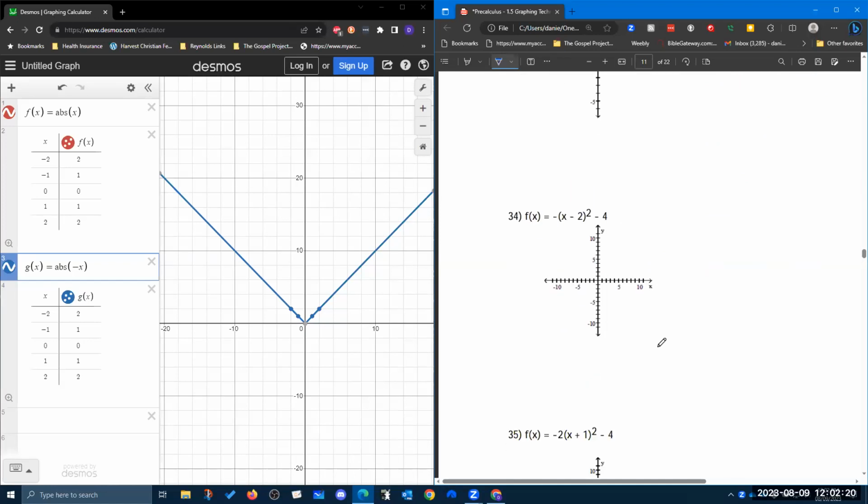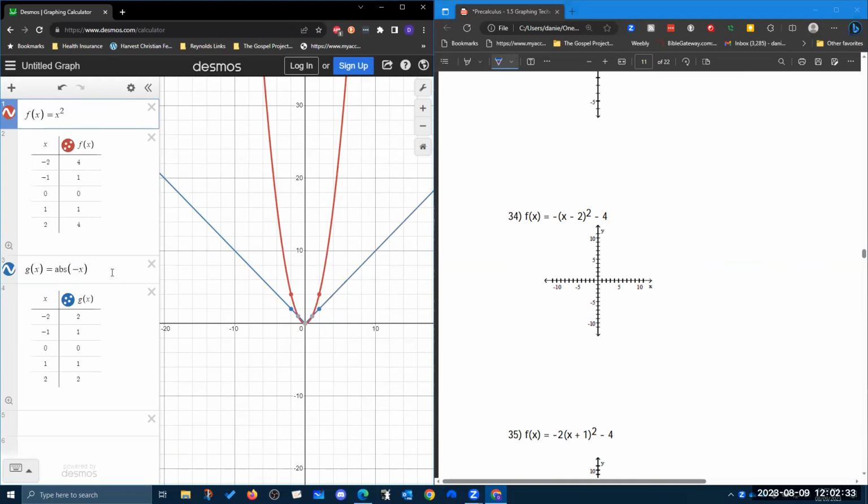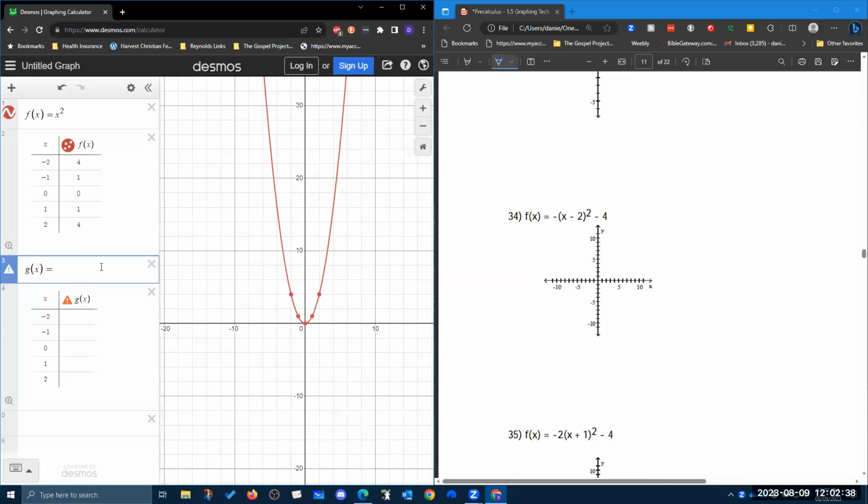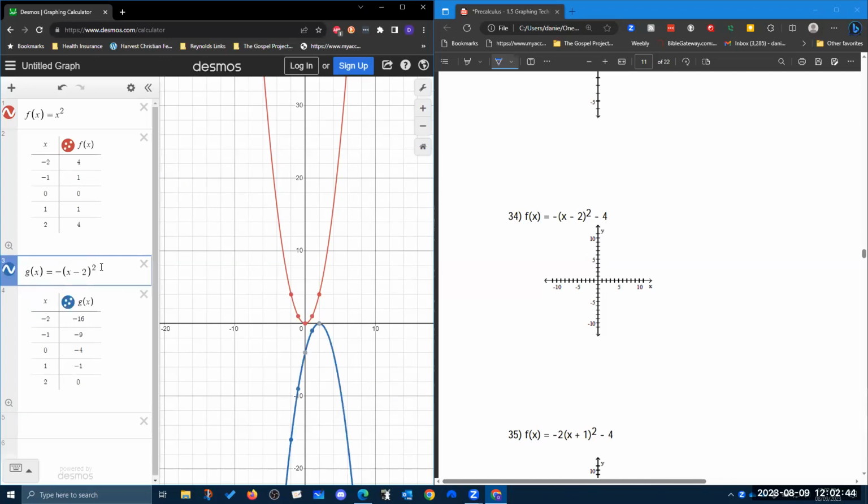Now let's deal with some reflections that also have some translations in them, some horizontal and vertical shifts. So let's go back to y is equal to x squared. And let's find the graph of negative quantity x minus 2 squared minus 4. And we've shifted all of the x values 2 to the right.